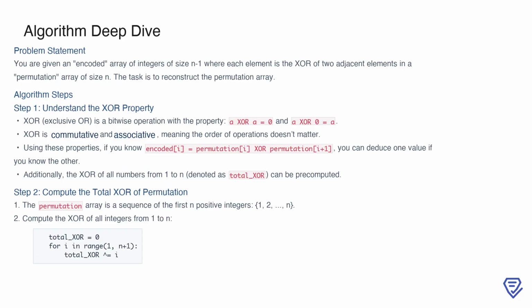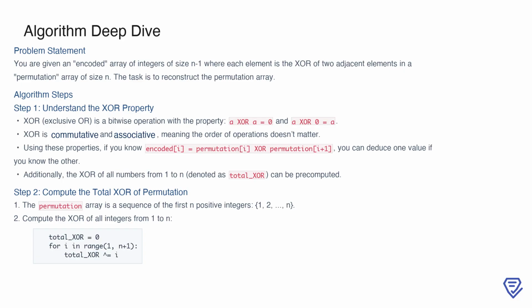Specifically, encoded[i] equals permutation[i] XOR permutation[i+1]. This means, if we know one of the values in the XOR operation, we can deduce the other. Another helpful insight is that the XOR of all integers from 1 to n, which we call total_XOR, can be pre-computed. This value will play a central role in determining the first element of the permutation array.